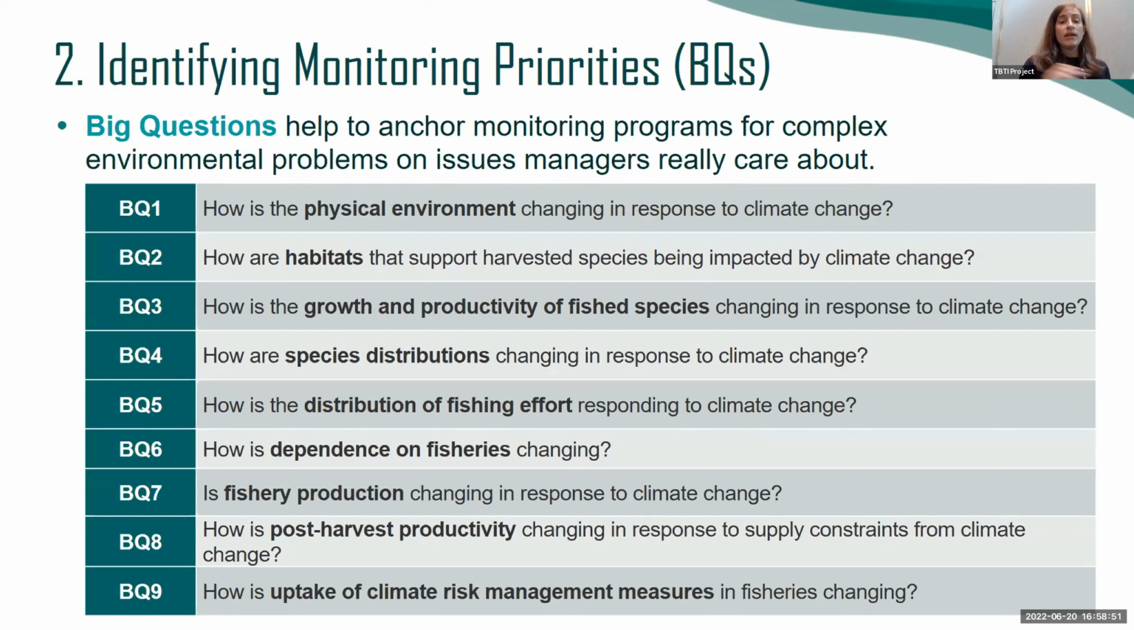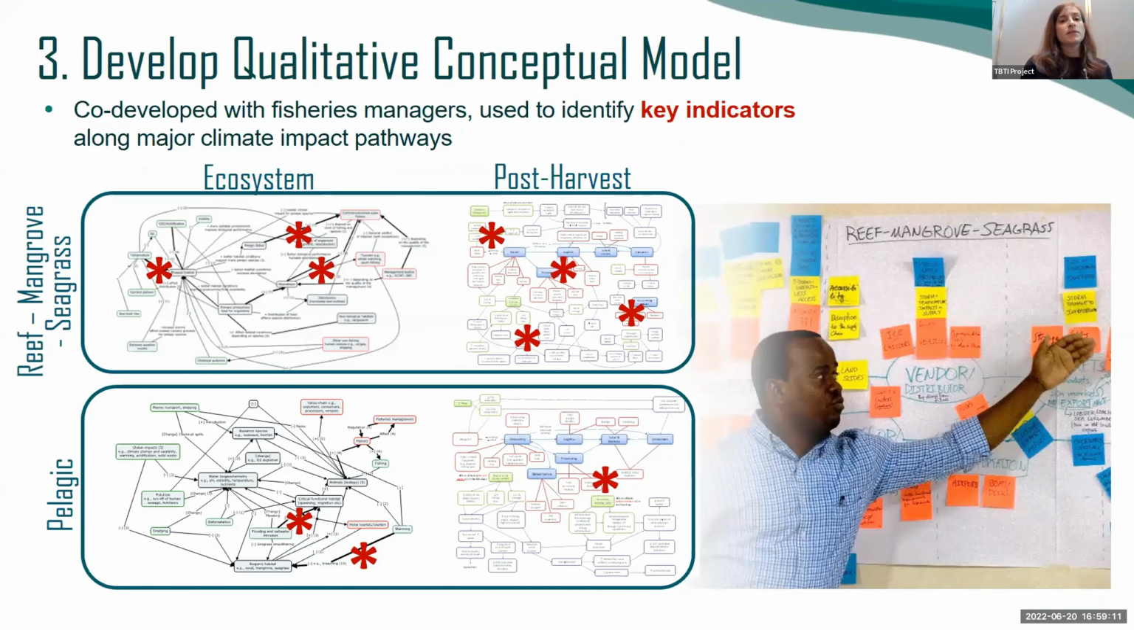So we next looked at impacts in the region and the outcomes of the baseline assessment, and formulated six big questions, as we call them, to help guide monitoring in a really focused way related to the physical, biological, and socioeconomic impacts that could be expected from climate change. And we then co-developed climate impact conceptual models with regional fisheries managers and used these to identify key indicators along major climate impact pathways that could help to answer those big questions.